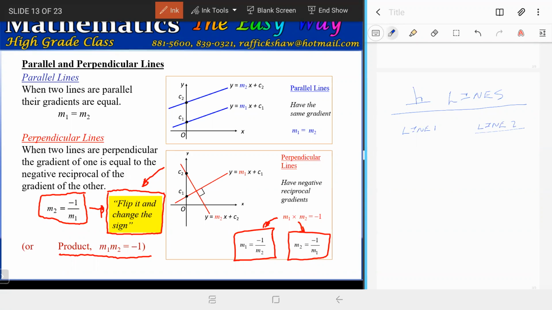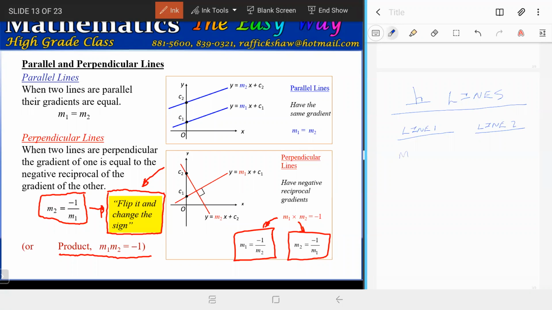The relationship between perpendicular lines has to do with the gradient. The gradient of one line is the negative reciprocal of the other. To calculate one gradient from the other when they are perpendicular, you flip the one that you have and change the sign, and that will be the gradient of the other one. All right, so let's go now. Two perpendicular lines, line 1 and line 2.